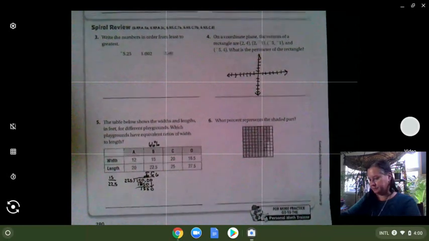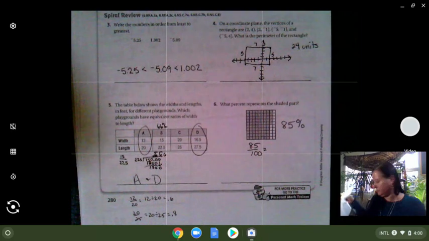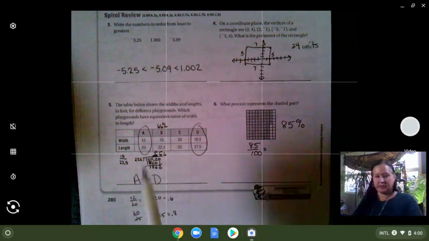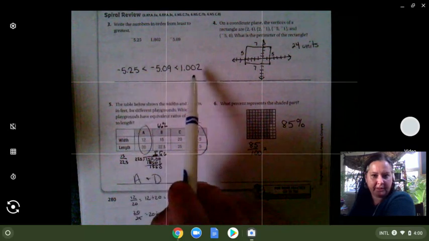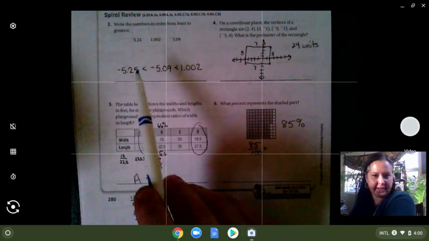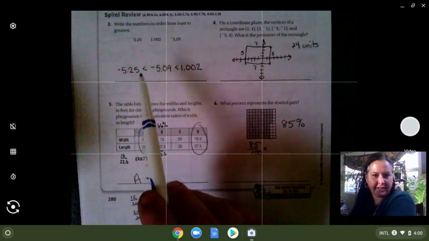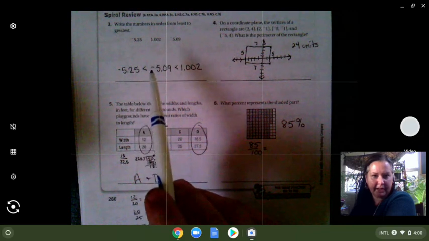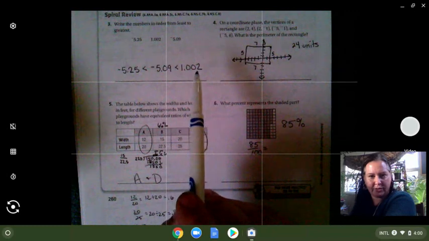Okay, all right, so let's go over these together. So the first one, we are putting the numbers in order from the smallest to the greatest, least to greatest. Remember the arrows always point at the smallest one. So here we have a -5 and 25 hundredths as our smallest number, then a -5 and 9 hundredths next, and then 1 and 2 thousandths.